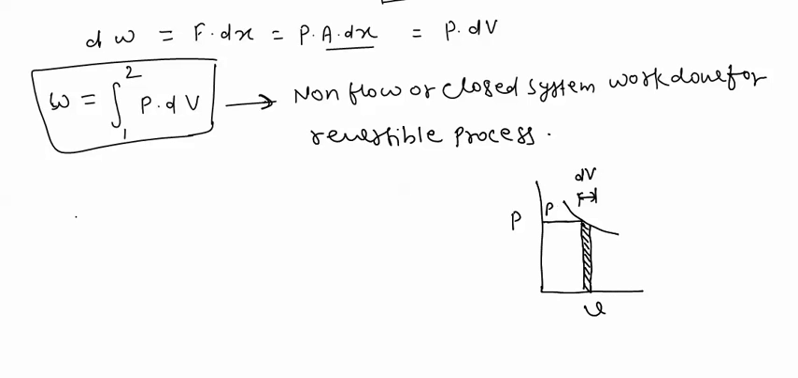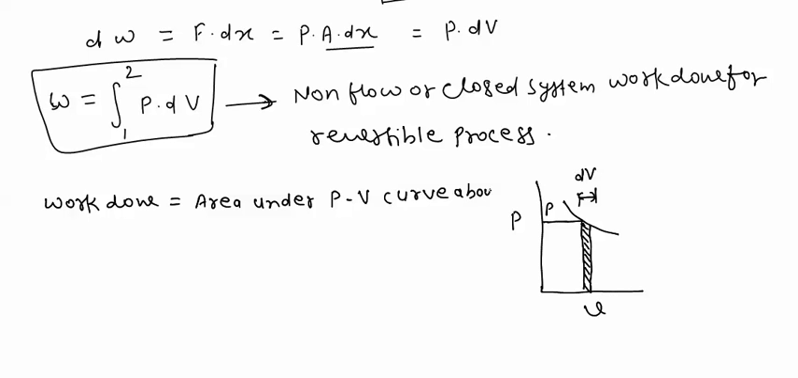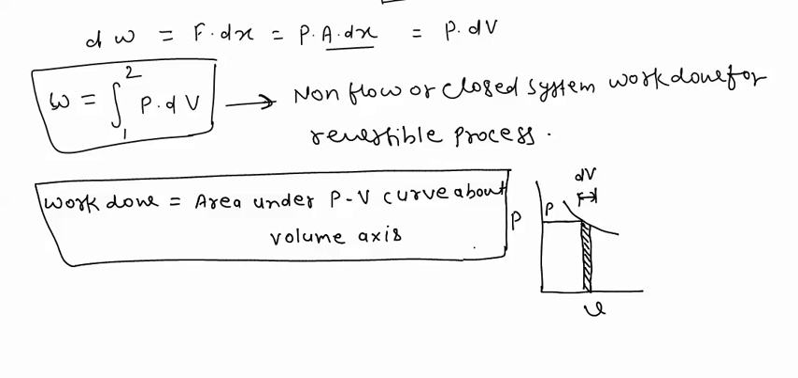So the work done for a closed system is equal to the area under the PV curve about the volume axis. I am writing about the volume axis because it is the area only about the volume axis. If we take it about the pressure axis, the nature of the area will change. So the area under the PV curve about the volume axis is given as the work done for the closed system and for the reversible process.